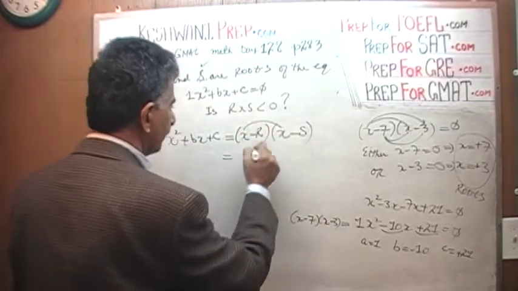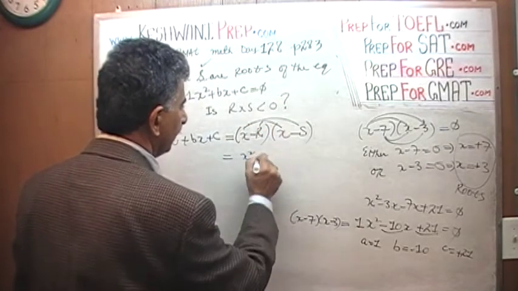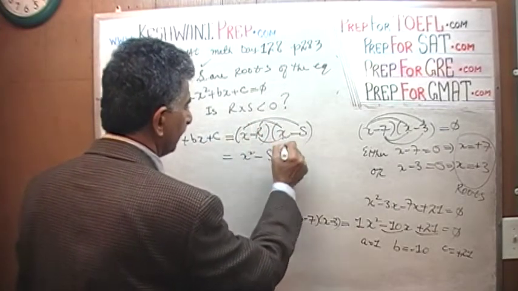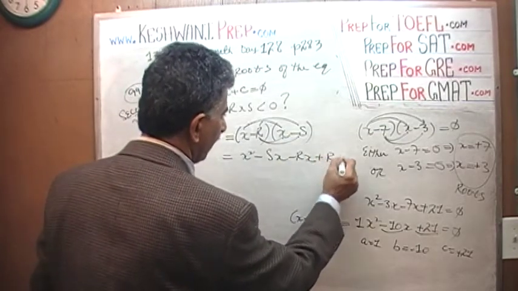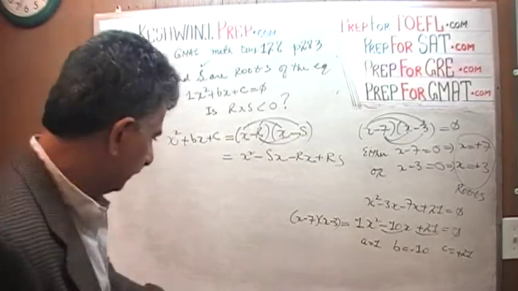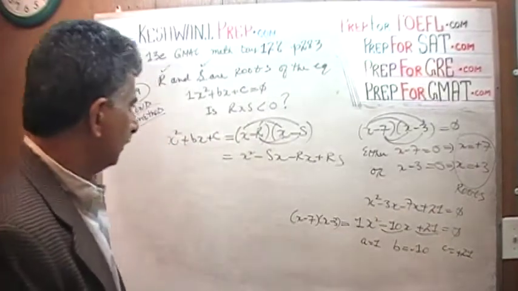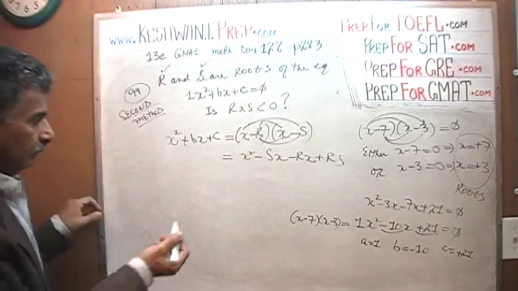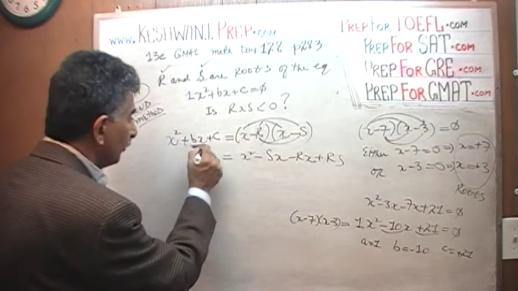So we get our x squared, we get our negative sx, we get negative rx, and finally we get r times s, which is positive rs. We're almost done, but my marker, as always, is dying. I don't know why they die so fast. Now what do you notice? Well, if you want to simplify this thing, you could simplify it, but we are not interested in the coefficient of x.